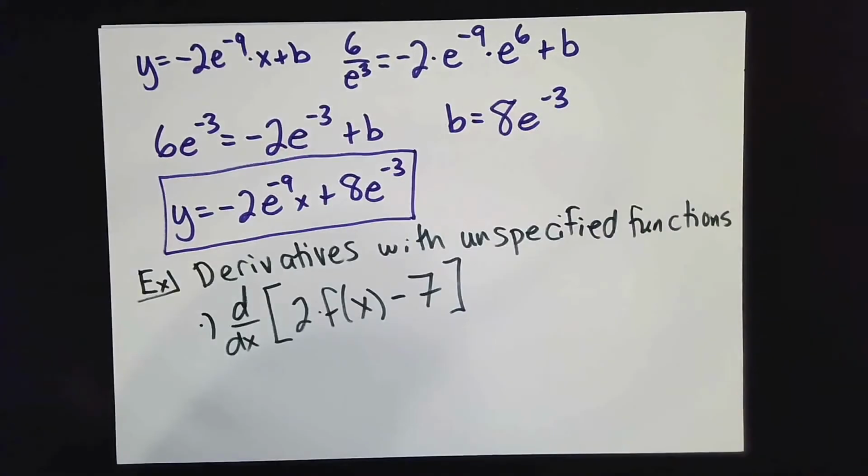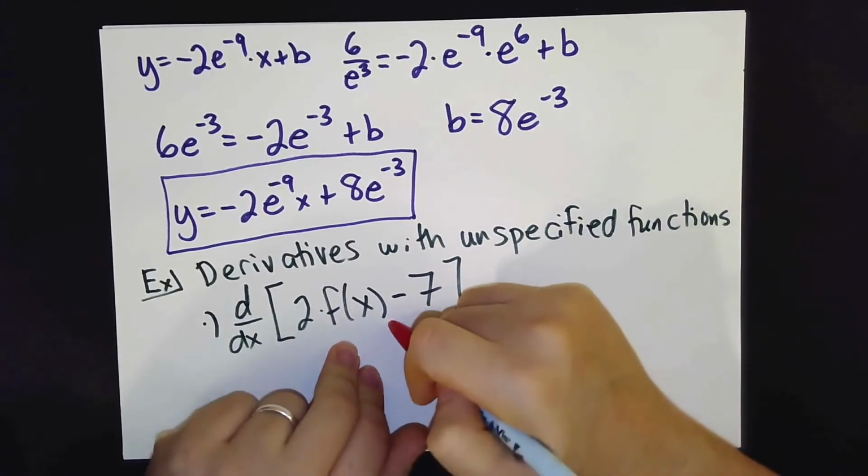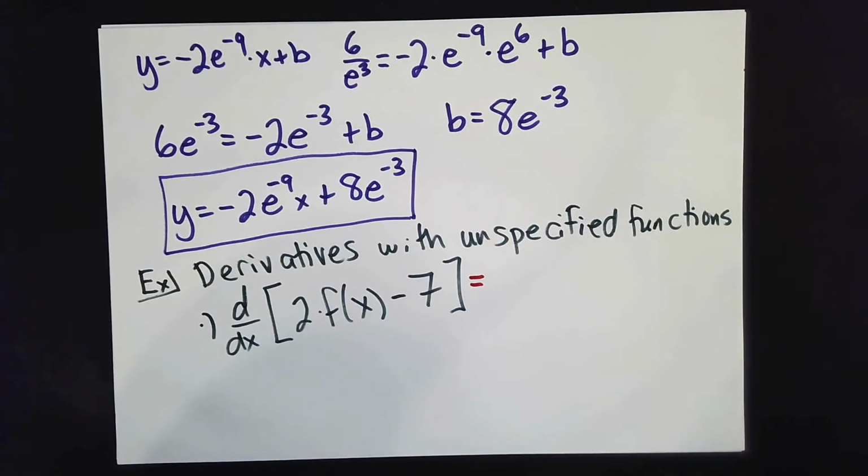One more type of example that I wanted to talk about in this section. These are what I call derivatives with unspecified functions. All I mean by that is that I'm taking a derivative of something with a function in it that I haven't specified. For example, here there's this f of x in the thing that I'm taking the derivative of. Okay, and so what's my answer here going to look like?